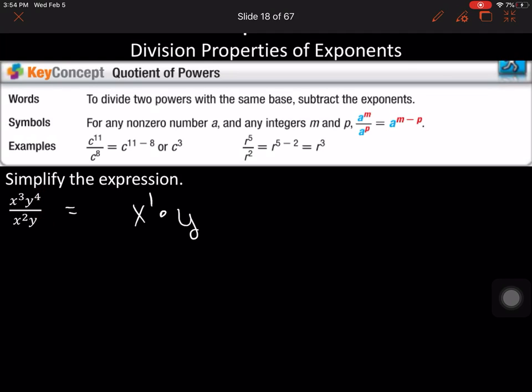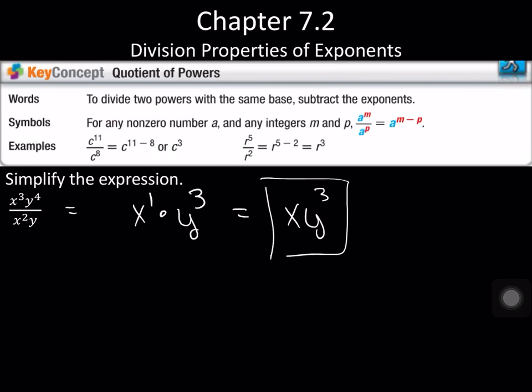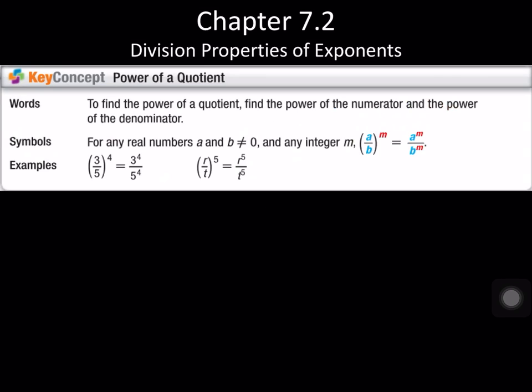So 4 minus 1 is y cubed, okay? Which I would probably simply write as xy cubed. Either one of these would be correct. Xy cubed is the simplified form, okay? Now, there's also this power of a quotient property that says an exponent outside of a parenthesized fraction goes to the numerator and the denominator.